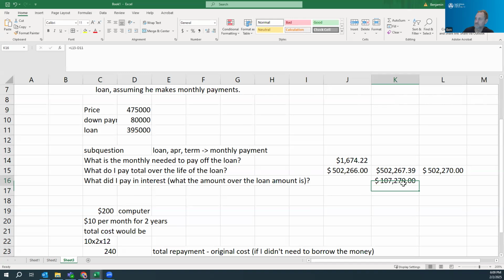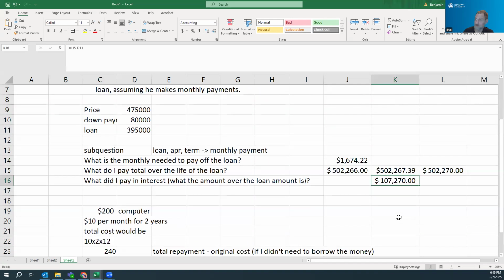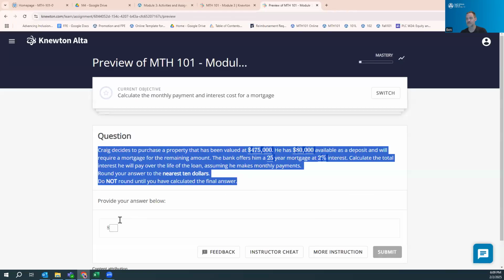It's a lot of money. $107,000 of interest. That's a lot of money to the bank. The bank made a good amount of return on that. And that was only a 2% interest rate, which is unheard of these days. All right, I'm going to put that answer in. 107,270.